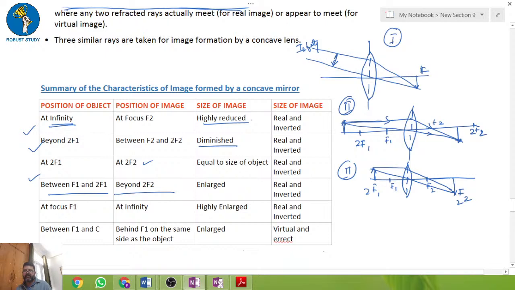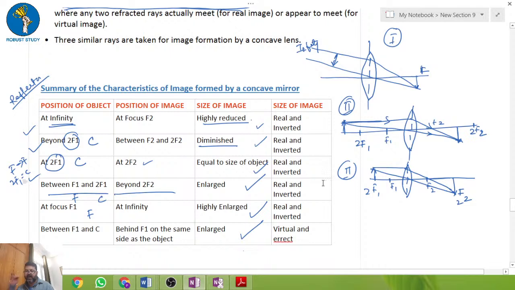If you remember one, you can remember the others. How can you do that? If you remember the first one that I discussed here, it was the same: it was infinity. In case of reflection, 2F1 is C, then between C and F, then at F, and the last one is between the pole and the focus. The rest are all the same: diminished, equal, enlarged, highly enlarged, enlarged.